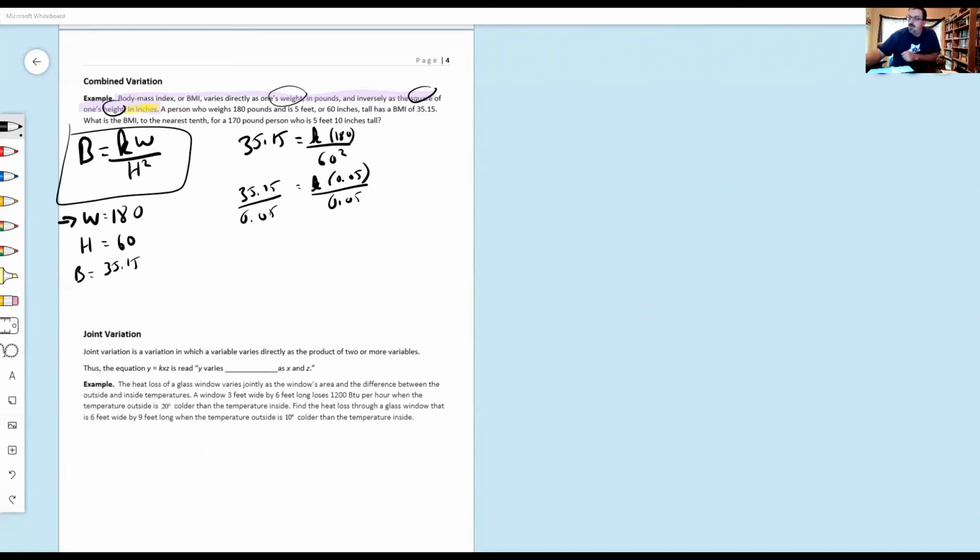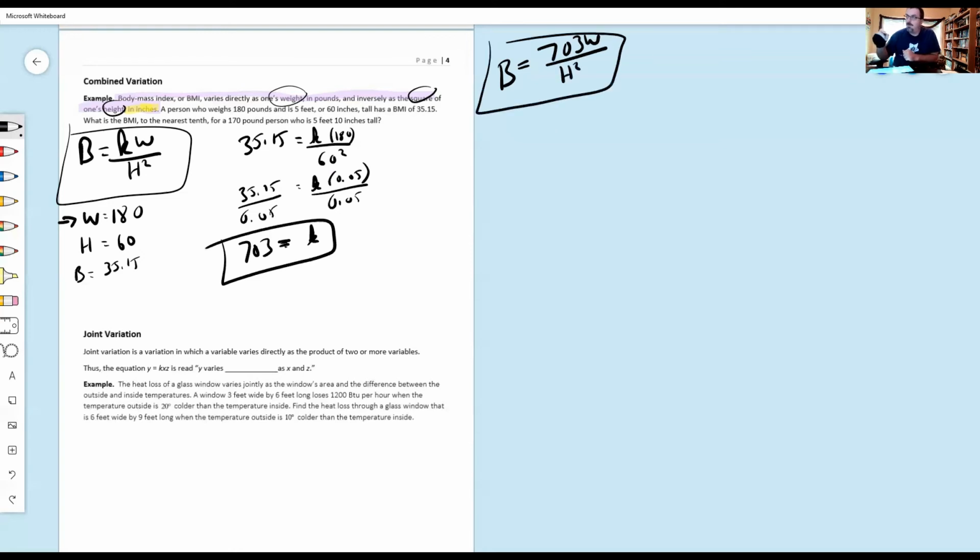So 35.15 divided by 0.05 is 703. So our new equation is B equals 703 times W over H squared. Okay.